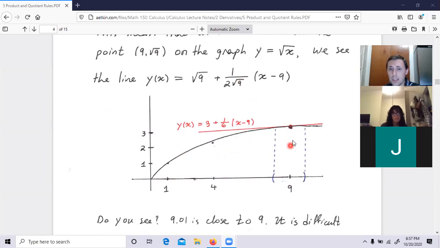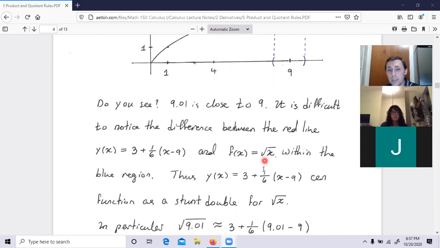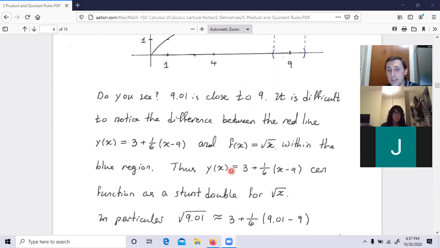So then I use this idea. 9.01 is really close to 9. It's not hard to calculate both this function and its derivative at 9. And therefore it's not hard to establish the equation of the line that goes through 9, 3. Here it is. It is simply 3 plus 1 over 6 times x minus 9.